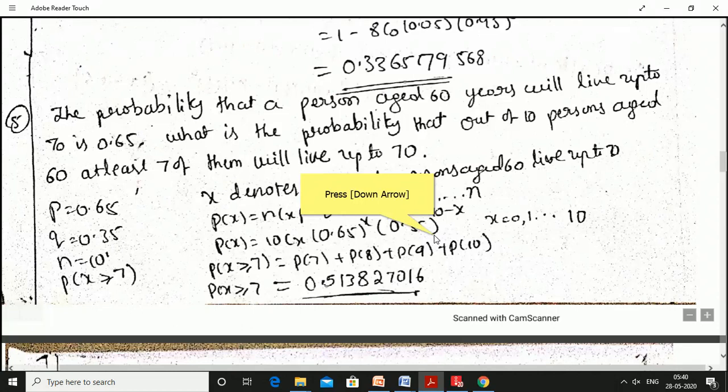Substitute x is equal to 7: 10C7, 0.65 power 7, 0.35 power 10 minus 7, plus P of 8: 10C8, 0.65 power 8, 0.35 power 10 minus 8, plus 10C9, 0.65 power 9, 0.35 power 10 minus 9, plus 10C10, 0.65 power 10, 0.35 power 10 minus 10. If I simplify this, it comes out as 0.5138.